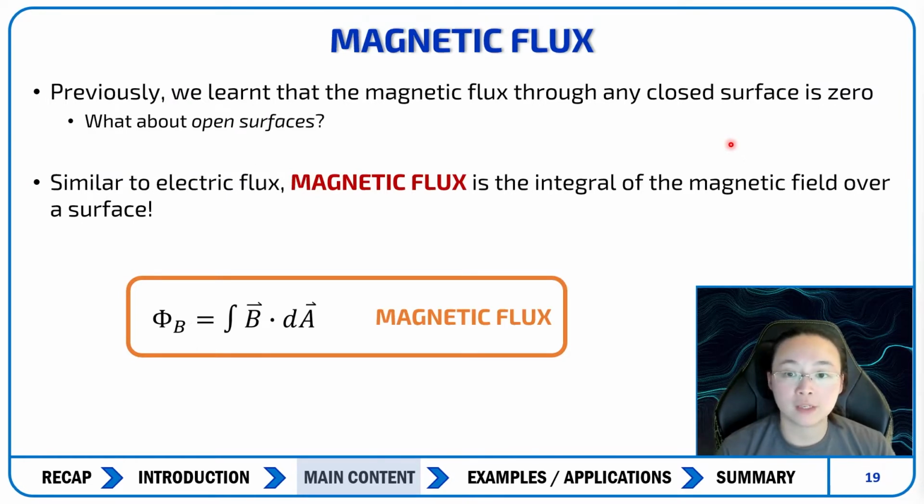First, magnetic flux is going to be quantified by phi B. Similar to electric flux, where we have phi E, we now have phi B for this. Previously, we know that magnetic flux through any closed surface is 0, but what if we have an open surface? Similar to electric flux, magnetic flux is going to be the integral of the magnetic field over a certain surface. So it's the exact same equation, but we replace E with B.